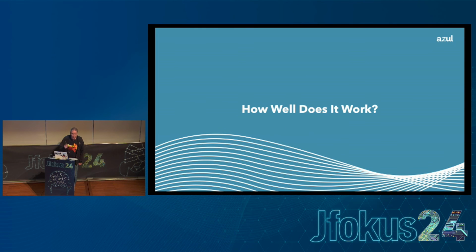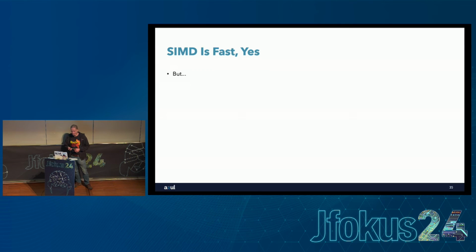How well does it work? Okay, so this is the interesting bit: what results do we get if we start using the Vector API versus not using the Vector API? So SIMD is fast, yes, but there are many other things that come into play. First of all, you have to remember that main memory access is slow compared to, for example, register access.